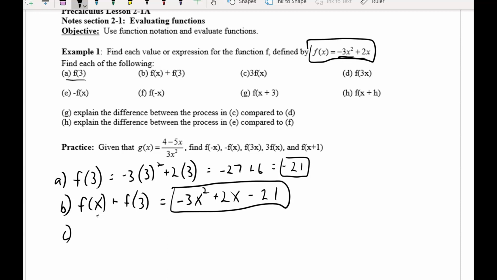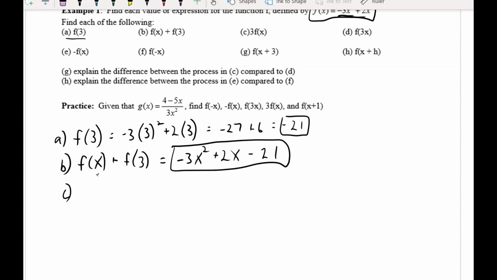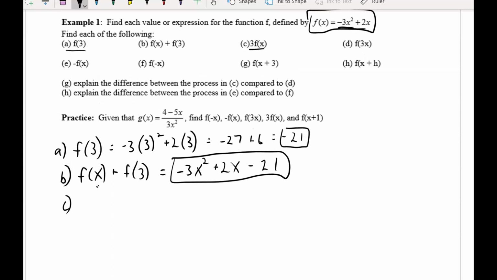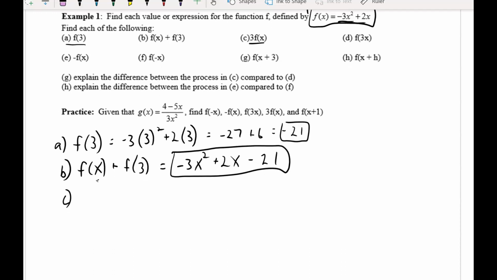The next two I want you to look at very closely because they look really similar, but they're really very different. For part C, we're asked to take our function and multiply it by 3. So we're multiplying the entire function by 3. The other one doesn't say to multiply it by 3. It says replace x with 3x. So that's what we're going to do in part D. Let's do C first. Let me just set them both up.